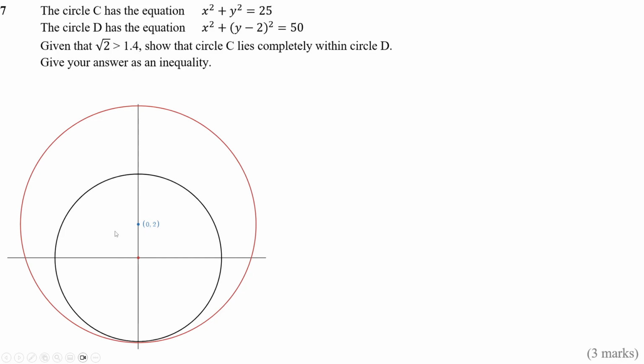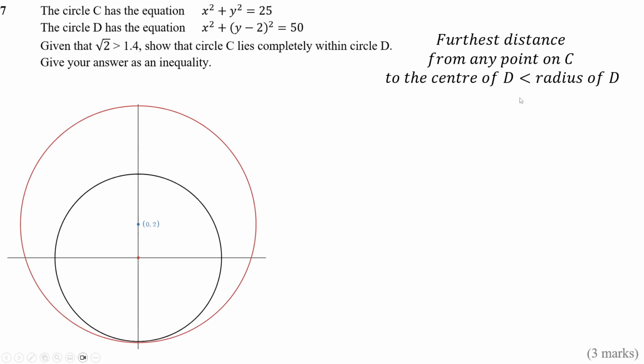One way that we can show this is, if you think about it, the furthest distance from this smaller circle to the center of D should be less than the radius of D. So between this blue dot and the red circle there. I hope that makes sense. Maybe just pause the video and think about this for a couple of minutes. For any circle, if the distance between the smaller circle and the center of the other circle is less than the radius of the larger circle, then it lies within it. Okay?